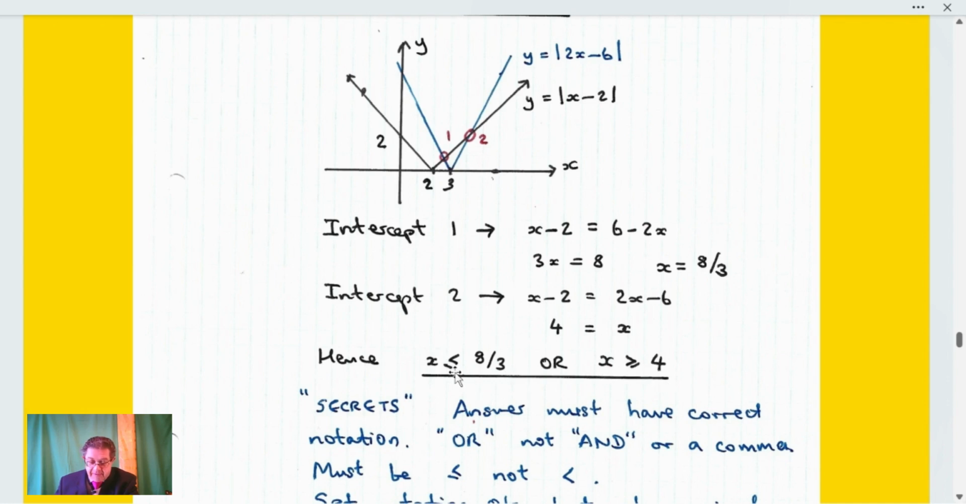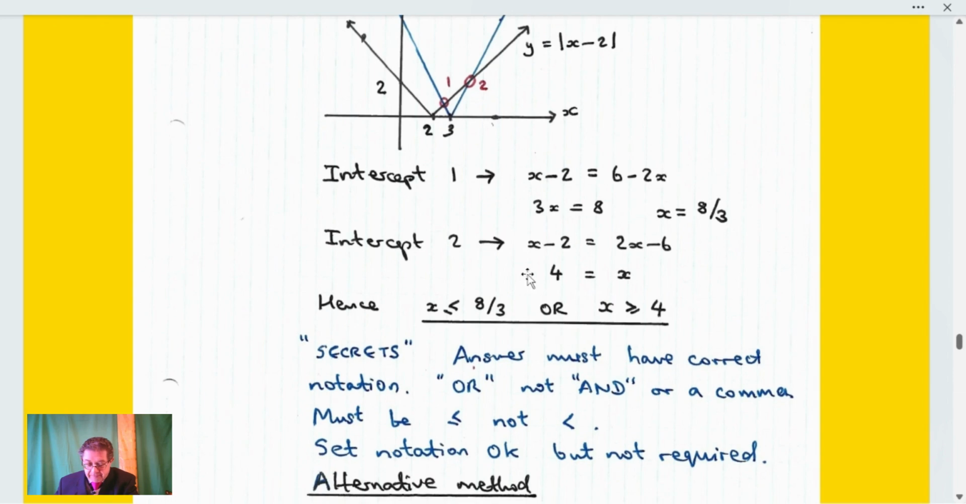Make sure that you use the equals to inequality here. It can be at the intercept points. And since they are two separate areas, you use "or", not "and".